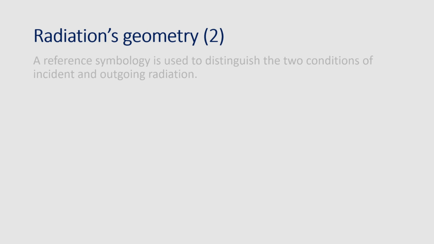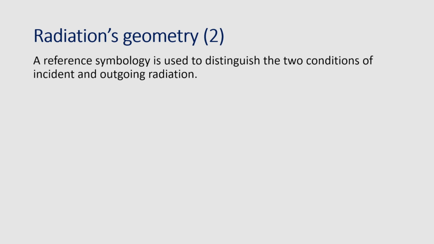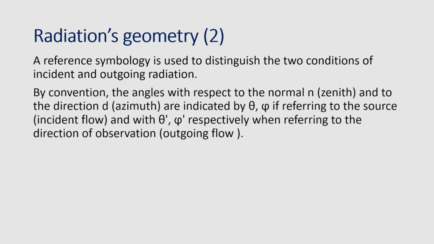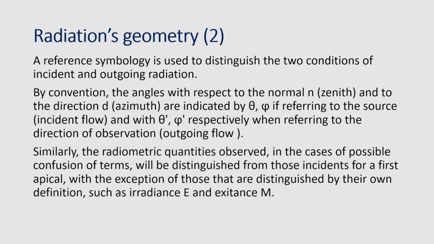Radiation's geometry. 2. A reference symbology is used to distinguish the two conditions of incident and outgoing radiation. By convention, the angles with respect to the normal n, zenith, and to the direction d, azimuth, are indicated by θ, φ if referring to the source, incident flow, and with θ', φ' respectively when referring to the direction of observation, outgoing flow. Similarly, the radiometric quantities observed, in the cases of possible confusion of terms, will be distinguished from those incident by a prime, with the exception of those that are distinguished by their own definition, such as irradiance E and excitance M.